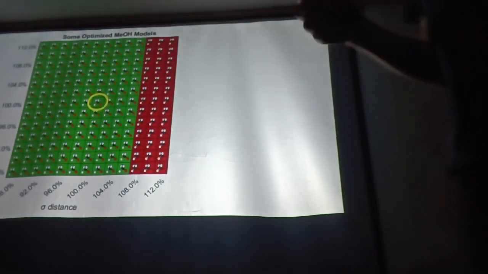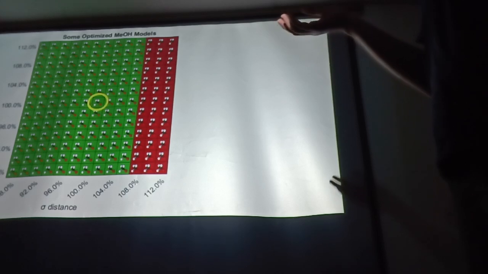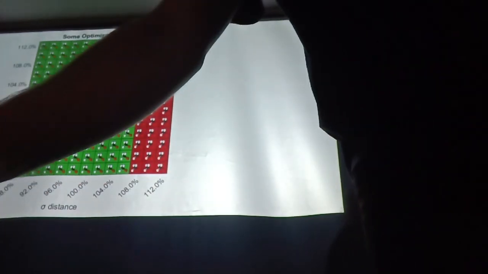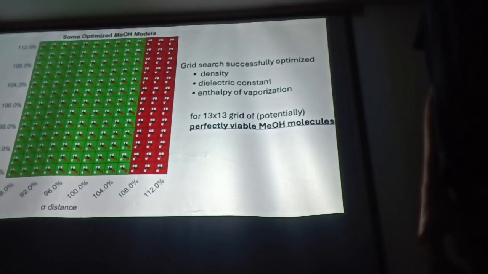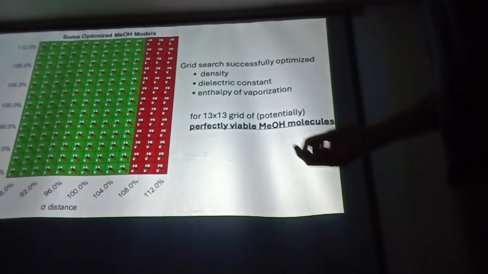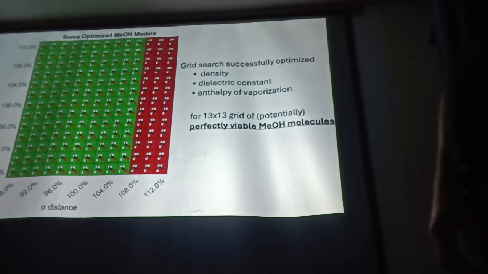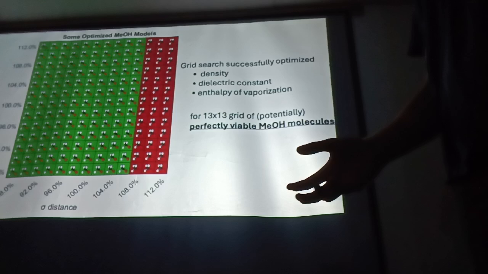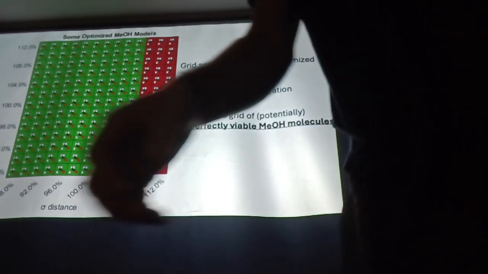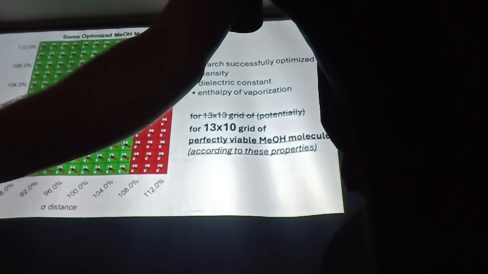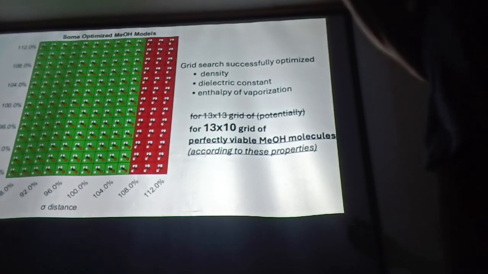And so the first results, this was sort of round 1 of the process, was building the systems. So from our initial GAFF model, we built a grid of scaled molecules, and these were the results. The green ones represent successfully optimized models while the red ones failed. And it's kind of a clear pattern of success and failure. So the green ones are perfectly viable and all virtually identical for those 3 properties. They're within 5% of those 3 properties mentioned. So we have a 13 by 10 grid of actually useful results.